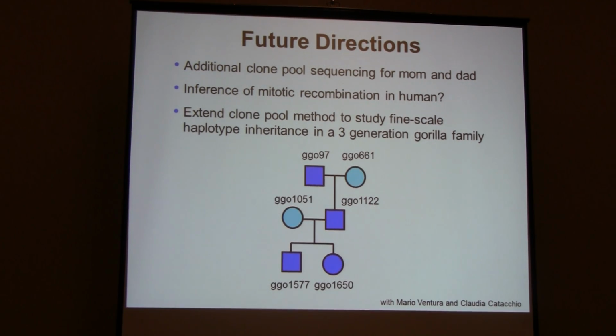And along with Mario Ventura, a visiting faculty member in the Eichler lab, and his graduate student Claudia, we've generated fosmid clone pool libraries for 4 gorillas, shown here in dark blue in this 3-generation pedigree. And our hope is that we might be able to extend this methodology to survey fine-scale haplotype inheritance in a great ape species.